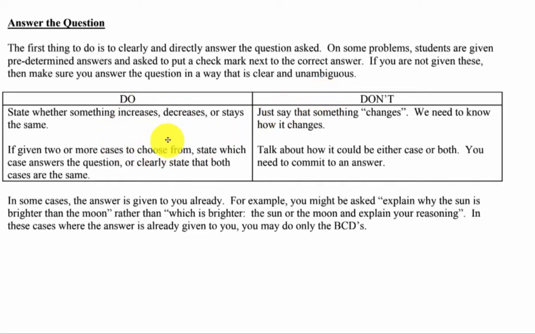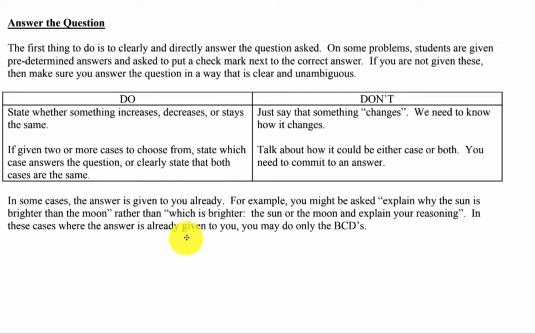So here's a couple of do's. State whether something increases, decreases, or remains the same. If given two or more cases to choose from, state which case answers the question, or clearly state that both cases are the same. And some don'ts. Just say that something changes. We need to know how it changes, and talk about how it could be either case or both. You need to commit to one answer.